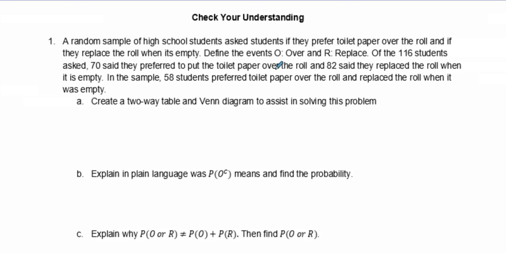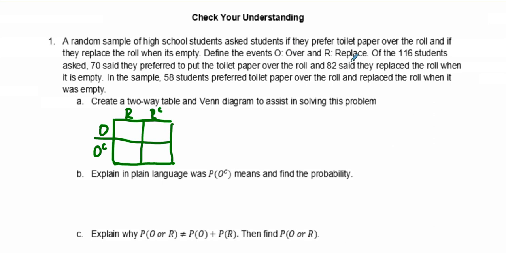All right, so let's create our first thing. We're going to create a two-way table and a Venn diagram. So I'm going to write this out. Let's go O, over the roll, and this is going to be the complement, so essentially, they don't go over the roll. And over here, we're going to have replace toilet paper, so we'll go R. And over here is going to be not R. I'll erase that a little bit so you can see our margins as well, and we'll fill in this two-way table.